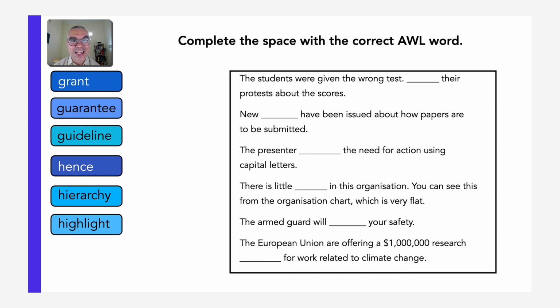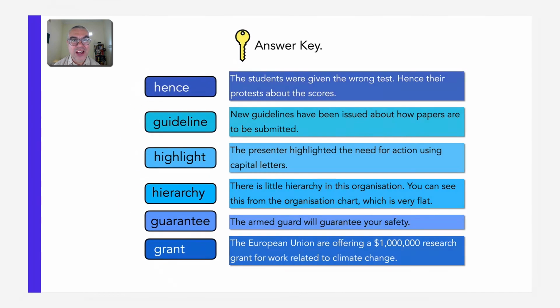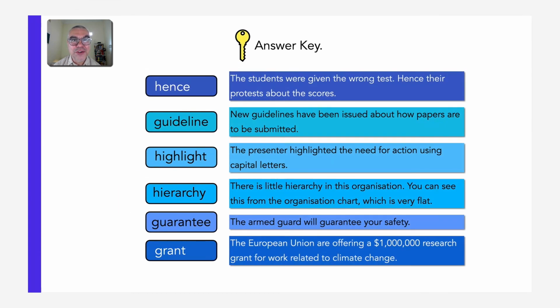Here are the answers then. I hope you did well. We start with hence, which of course is a linking word. The students were given the wrong test. Hence the protests about the scores. Then it is guideline. New guidelines have been issued about how papers are to be submitted. Notice this one uses the plural form of the noun. Think about the context. Are we talking just one guideline or more than one?